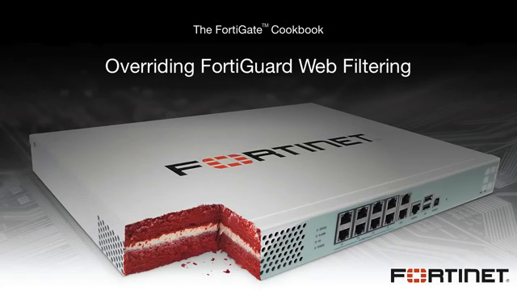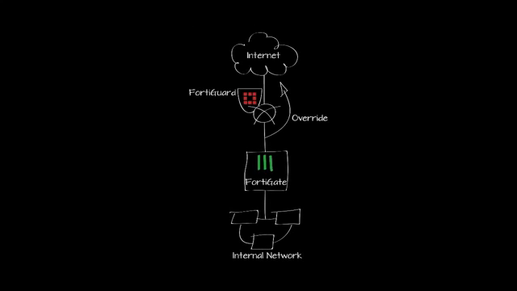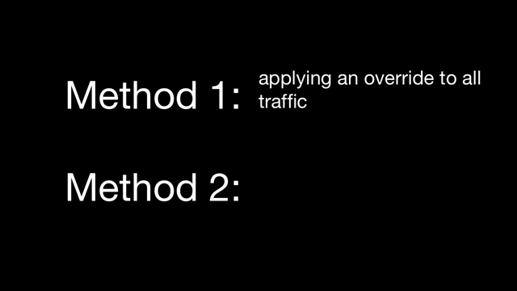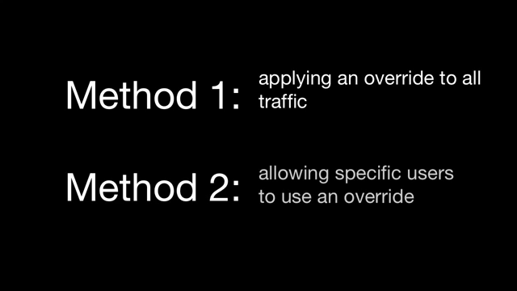In this video, you will learn how to override FortiGuard web filtering. Overrides allow you to add exceptions to web filtering rules that would otherwise be applied to your FortiGate traffic. There are two override methods, one that is applied to all traffic accepted by a policy, and one that is applied to specific traffic based on user identity.